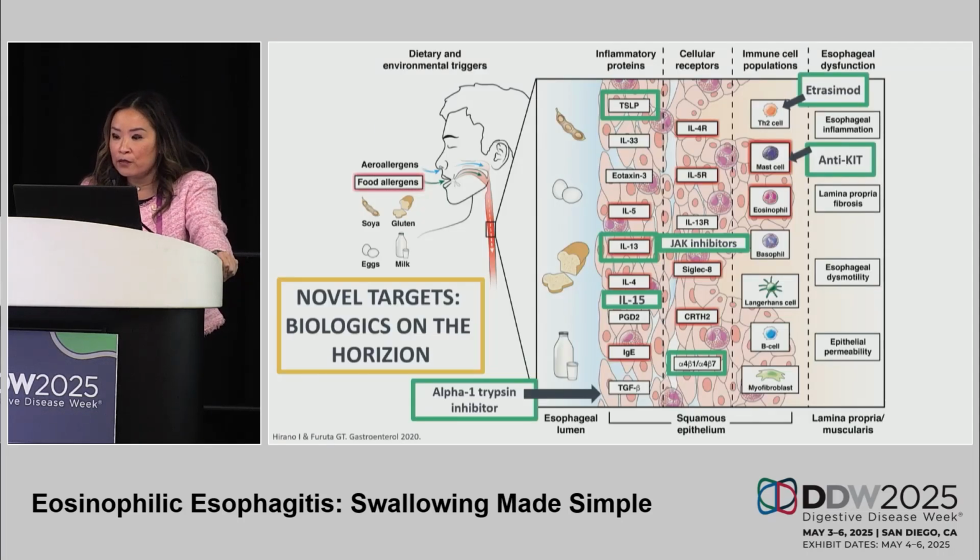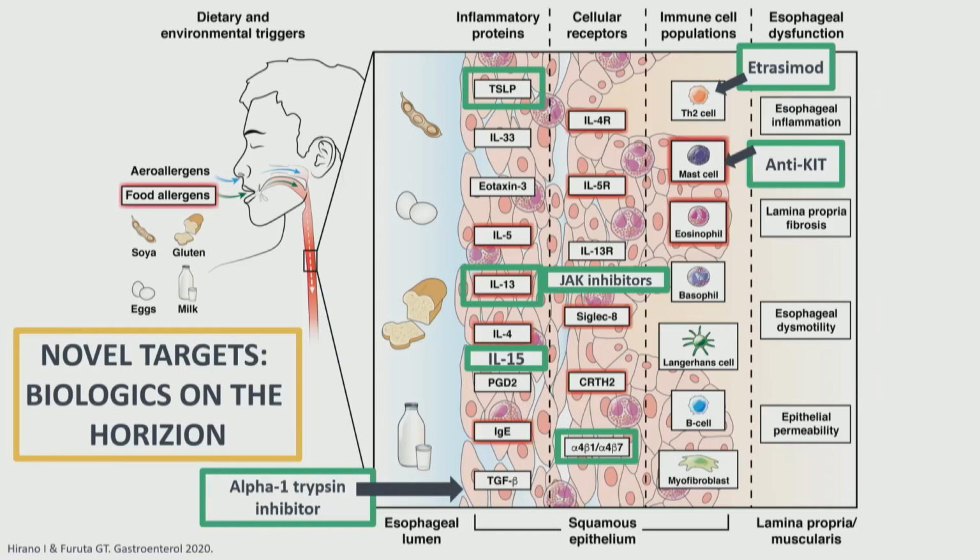So there are many novel therapeutic targets that are on the horizon. Cendakimab is an anti-IL-13 that has completed phase 3 clinical trials, and there are presentations here at DDW highlighting the safety and efficacy of cendakimab. There's anti-TSLP that is currently in phase 3, and there are certainly case reports that describe anti-TSLP in the treatment of EOE.